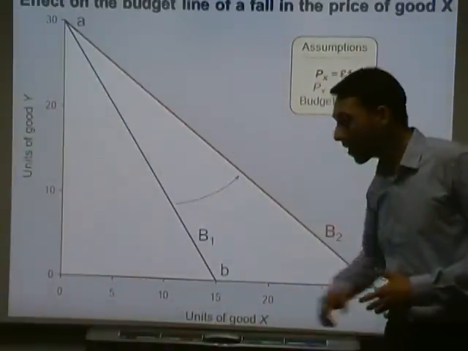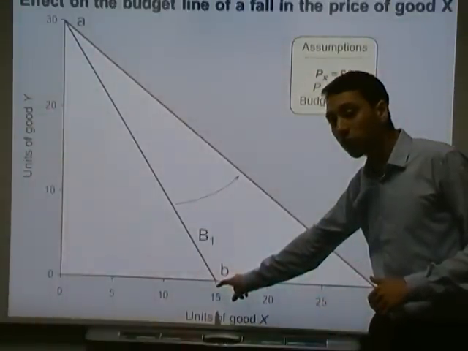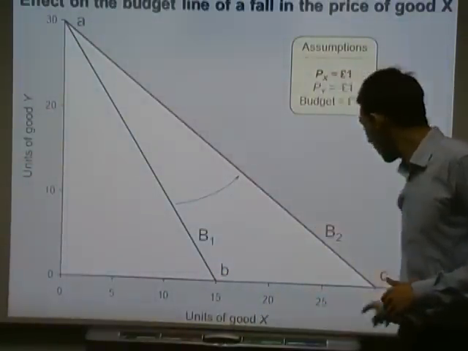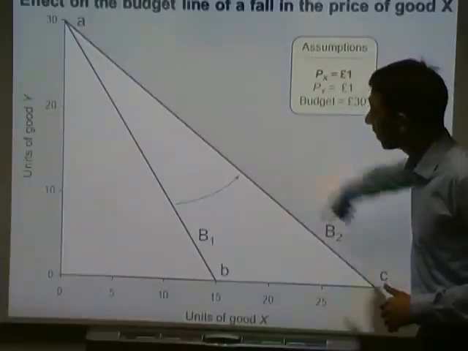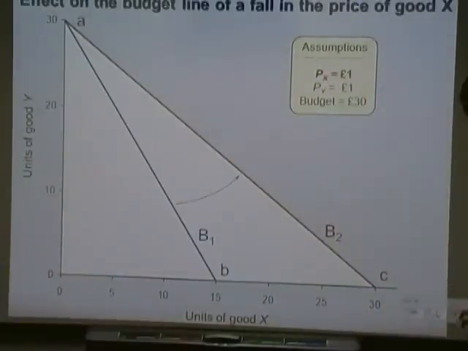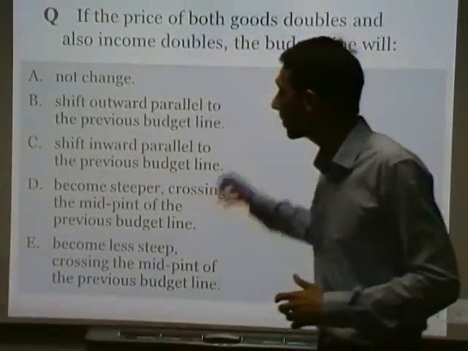So if you spend all your money on good X, now earlier you were able to buy up till B, now you are able to buy till C. And this is going to be your new budget line. Let's go through this question.